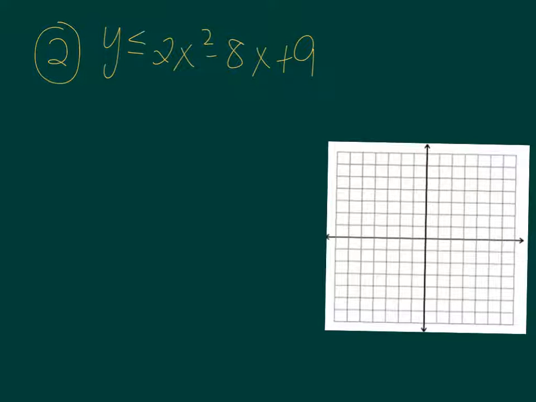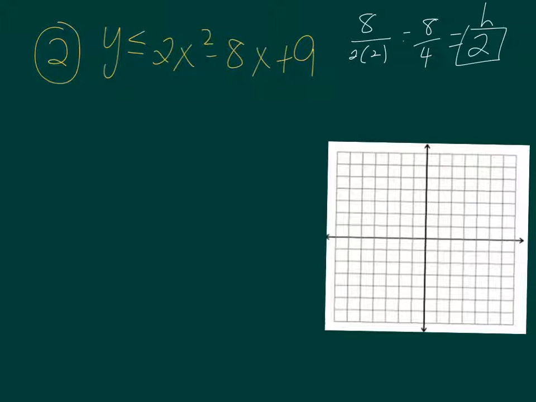Let's try another one. Y is less than or equal to 2x squared minus 8x plus 9. So this one is in standard form. So we have to use negative b over 2a and then plug that back in. So opposite of our b, opposite of negative 8 is positive 8 divided by our 2 times 2. So we get 8 divided by 4, which is 2. Okay, so that's going to be my h.